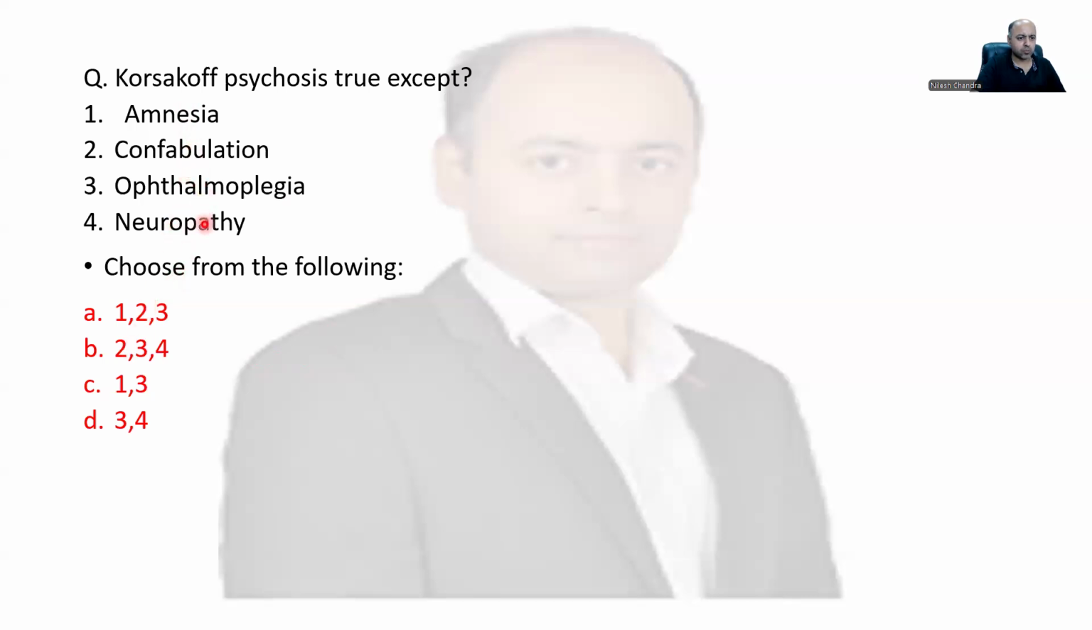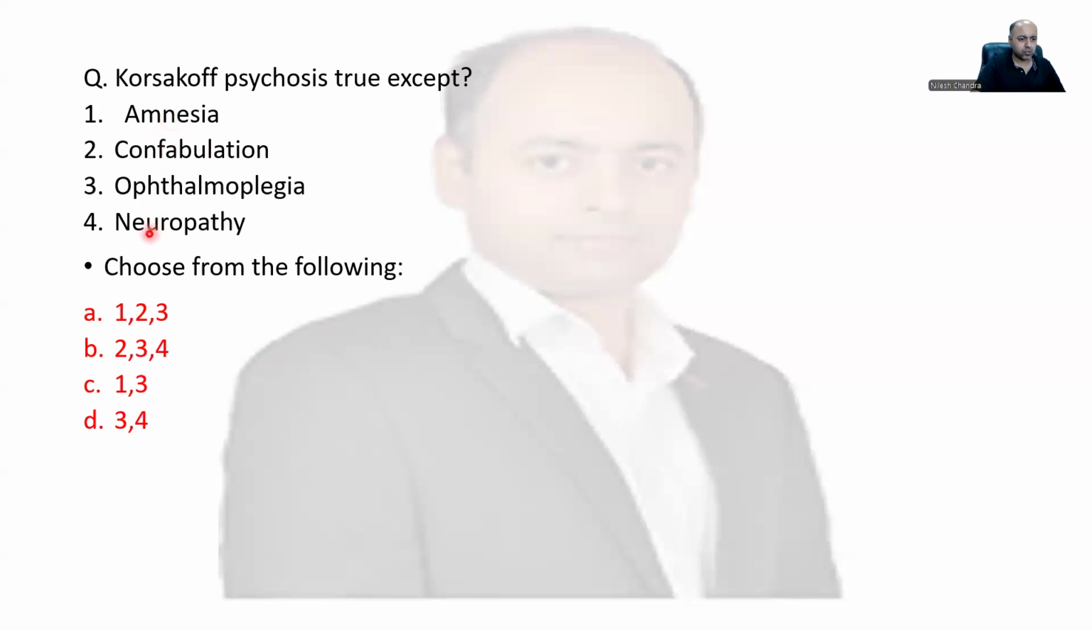Confabulation, ophthalmoplegia, neuropathy, okay, see, the neuropathy is not a characteristic feature of Korsakoff psychosis. 1, 2, and 3 is still correct. Amnesia and ophthalmoplegia. Neuropathy is more a feature of Wernicke's encephalopathy, not of the psychosis. In psychosis part, the two main important components are amnesia and confabulation. Okay, amnesia and confabulation would be the more correct options.